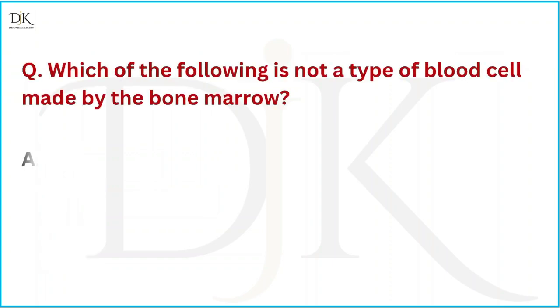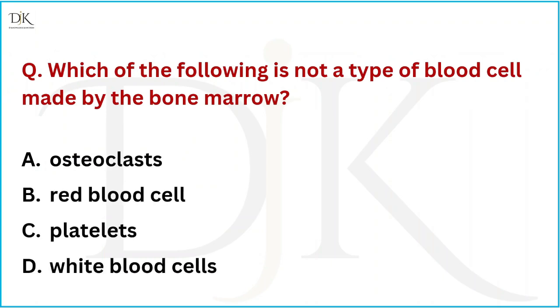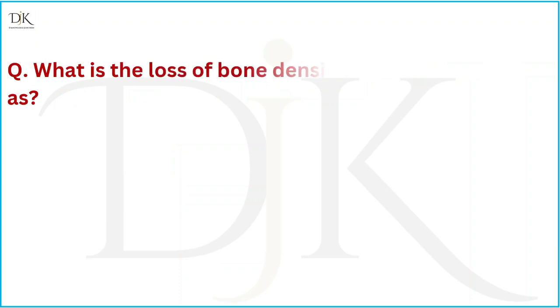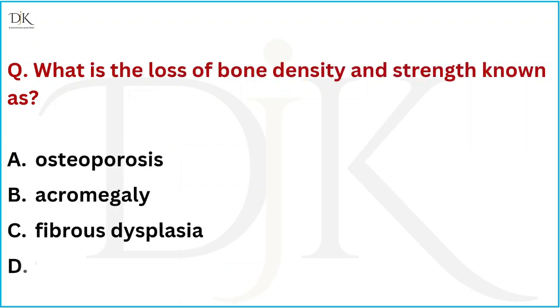Which of the following is not a type of blood cell made by the bone marrow? Right answer is osteoclast. What is the loss of bone density and strength known as? Right answer is osteoporosis.